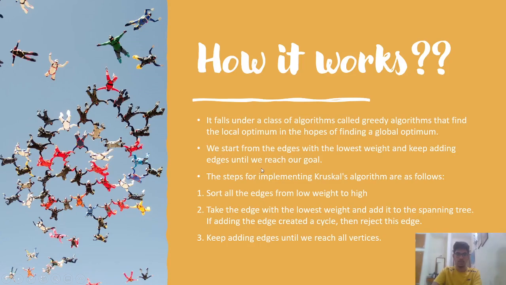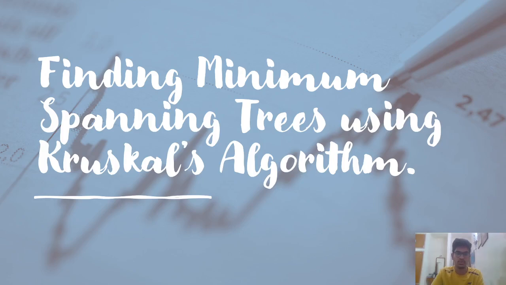The steps for implementing Kruskal's algorithm are as follows. Sort all the edges from low weight to high. Take the edge with the lowest weight and add it to the spanning tree. If adding the edge creates a cycle, then reject the edge. Keep adding the edges until we reach all the vertices. Listening to these steps, it might be a little vague, but let's see an example. Finding the minimum spanning tree using Kruskal's algorithm.